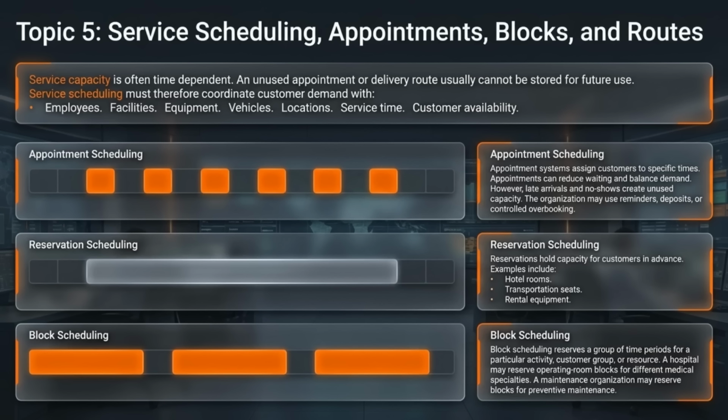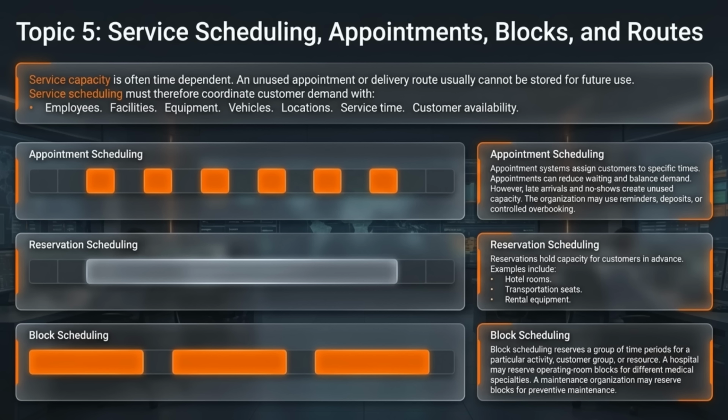Topic 5. Service scheduling, appointments, blocks, and routes. Service capacity is often time-dependent. An unused appointment or delivery route usually cannot be stored for future use. Service scheduling must therefore coordinate customer demand with employees, facilities, equipment, vehicles, locations, service time, and customer availability.